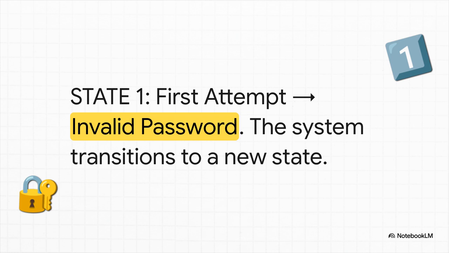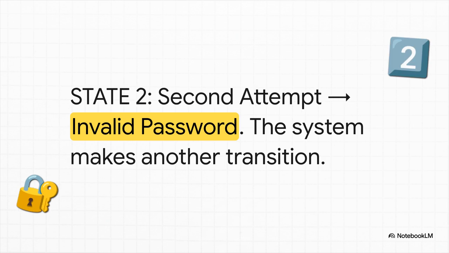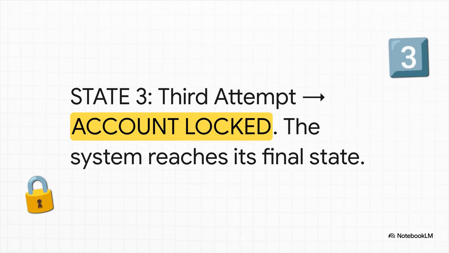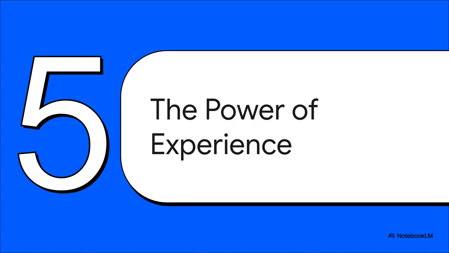You get 3 tries to log in, right? On your first attempt, you enter an invalid password. Okay, no big deal. The system moves into its first state. You try again. Still wrong. The system now triggers a transition to the next state. And on that third and final attempt, bam, account locked. The system makes its last transition. This technique is all about making sure every single one of those steps in that pathway works exactly as it's supposed to.